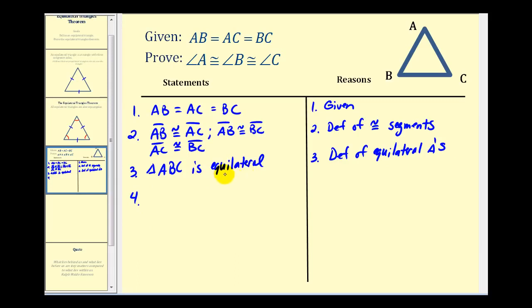And we just proved the isosceles triangle theorem that tells us if two sides of a triangle are congruent, then the opposite angles are congruent. So if side AB is congruent to side AC, notice angle C is opposite side AB, and angle B is opposite side AC. We know that angle C must be congruent to angle B.